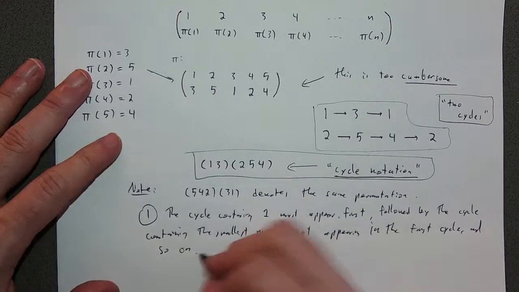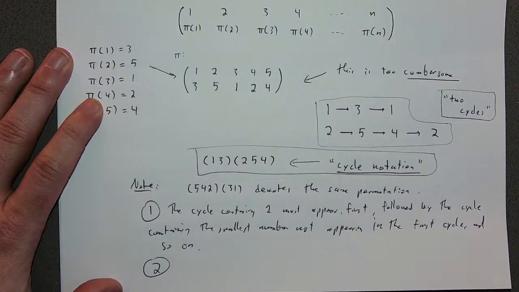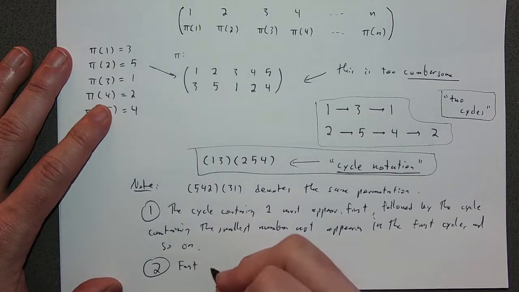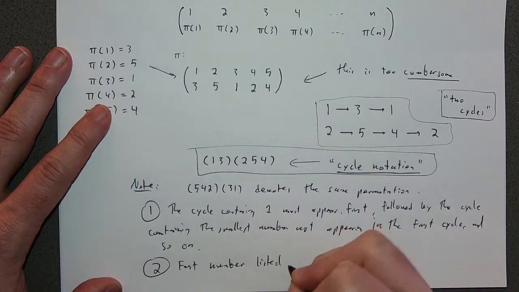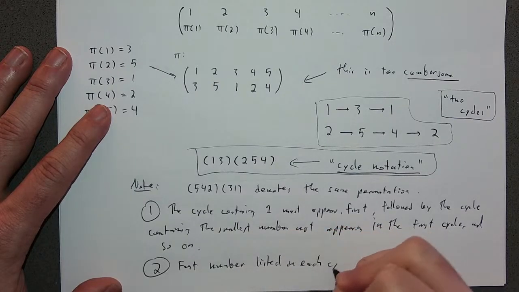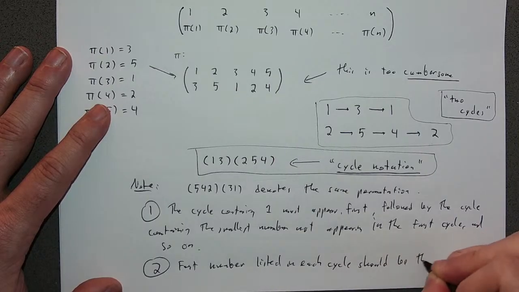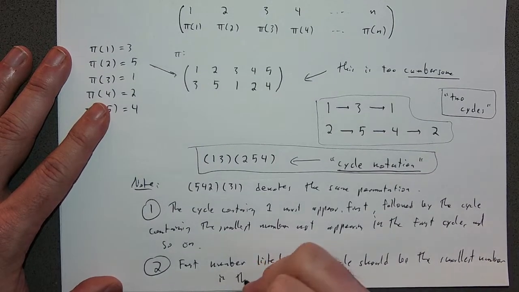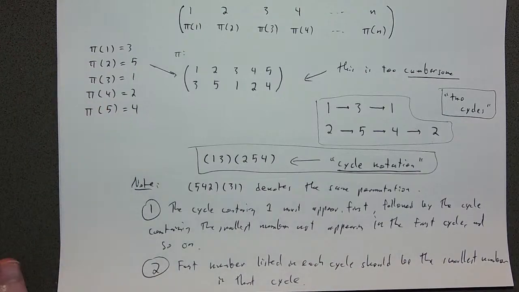The second requirement is that the first number listed in each cycle should be the smallest number in that cycle.